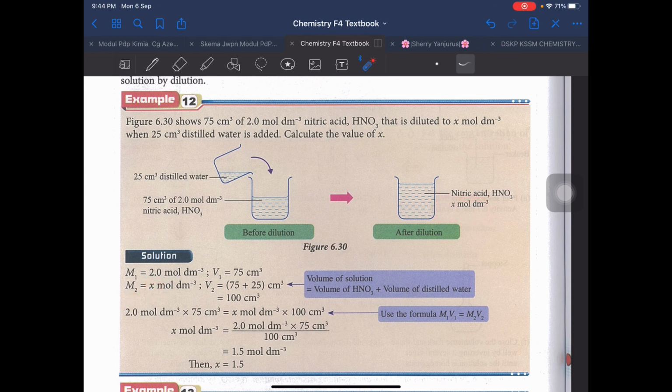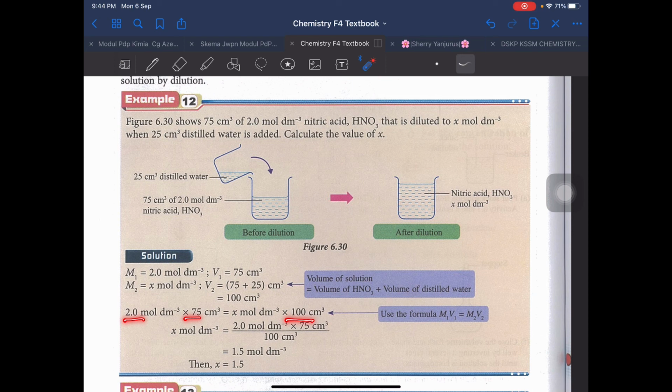So how to find the V2? V2 is the volume of solution. Berapa volume of solution? Sudah diberi tips di sini. Okay, 25 cubic centimeter of distilled water is added to 75 cubic centimeter of the acid. Inilah pencairan dia ni. Inilah air yang ditambah. So this is your V2, 100 cubic centimeter. So by using the formula M1V1 equal to M2V2, these are your M1V1 and this is your V2.